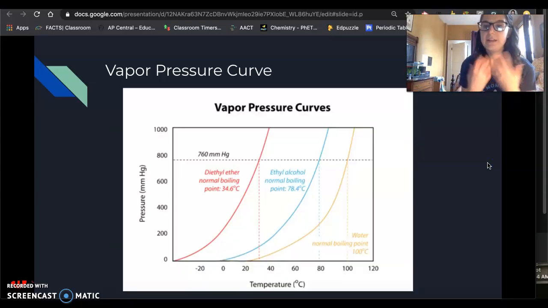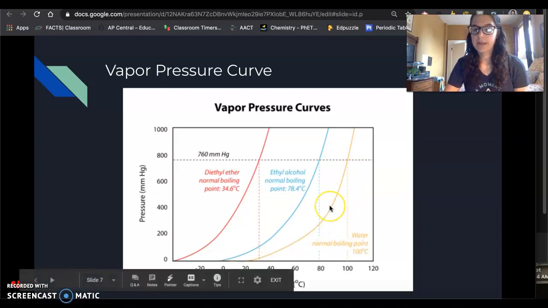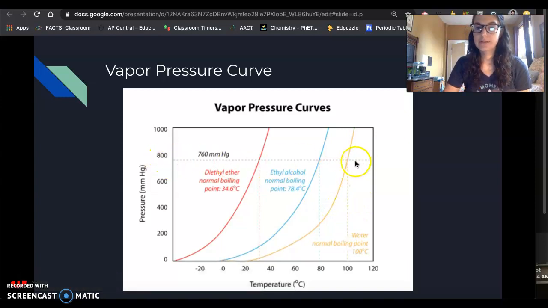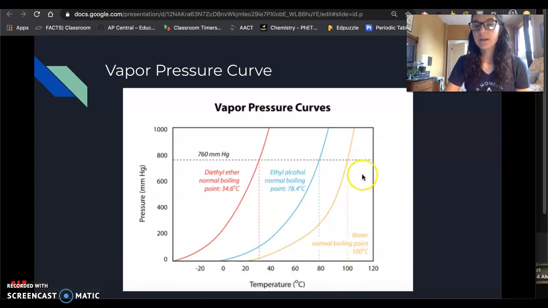And finally, we have a vapor pressure curve. So you may see this. It basically compares the vapor pressure versus the temperature of a liquid, and you might have different liquids on there. So here, the yellow curve, we have water. It has a relatively high boiling point. This is at 1 atmosphere, which is 760 millimeters of mercury. That would be the boiling point of water, 100 degrees Celsius. That's relatively high compared to other liquids.